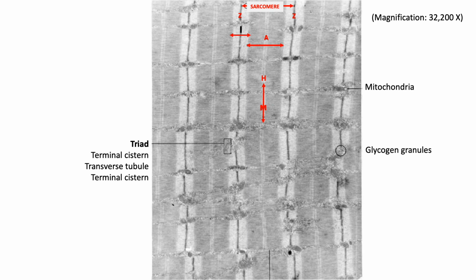Muscle also shows the muscle triad, which has a central transverse tubule, which is the tubular invagination of sarcolemma, and this is flanked on either side by terminal cisterns. The wave of depolarization which travels along this transverse tubule will result in release of calcium ions from the terminal cisterns, and that will result in contraction of the muscle fiber.